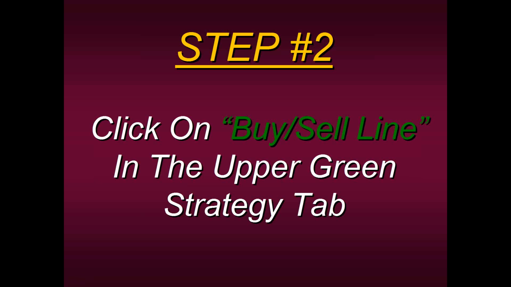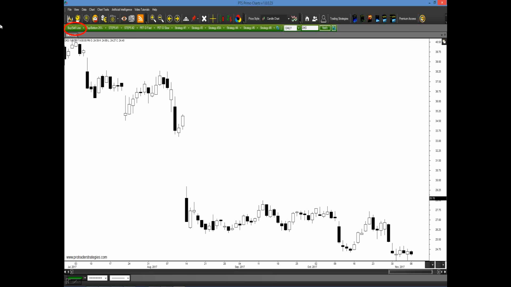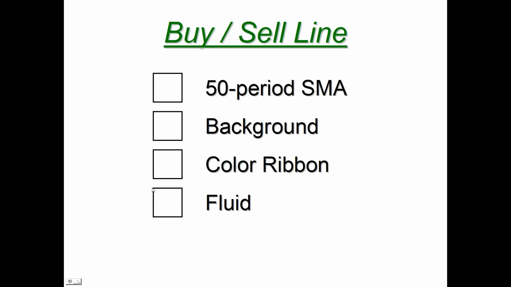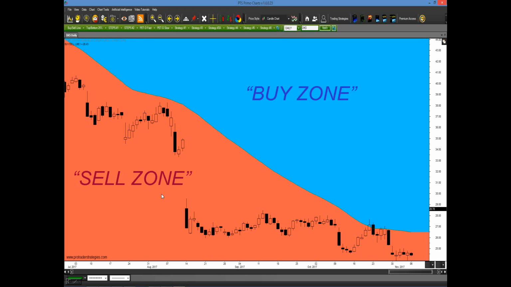So step 2 is click on the buy-sell line in the upper green strategy tab. Once you do that, that drop-down menu will appear, and in this case, we want to click on Fluid. Once again, this is our new feature, and it automatically tells us the buy zone and the sell zone. So was there any reason to be buying DKS this entire time? Absolutely not. So even if you didn't take a trade, you automatically know just by using this simple feature that I shouldn't be buying this.